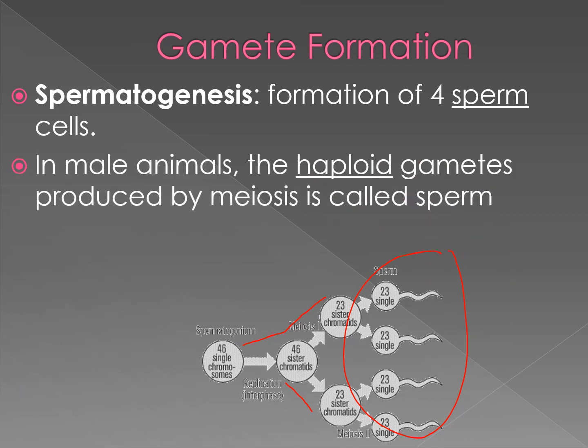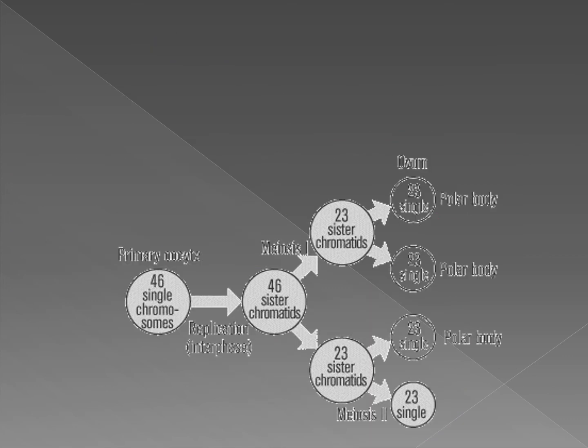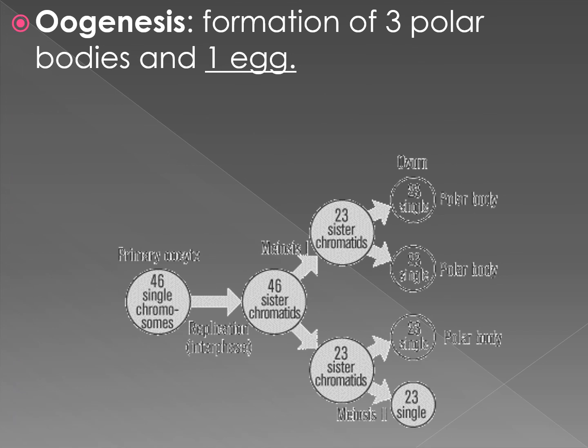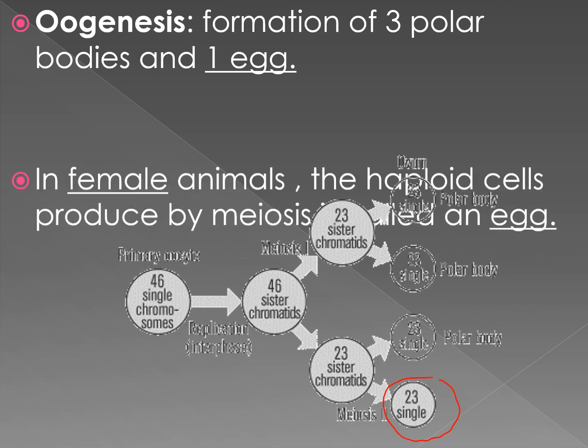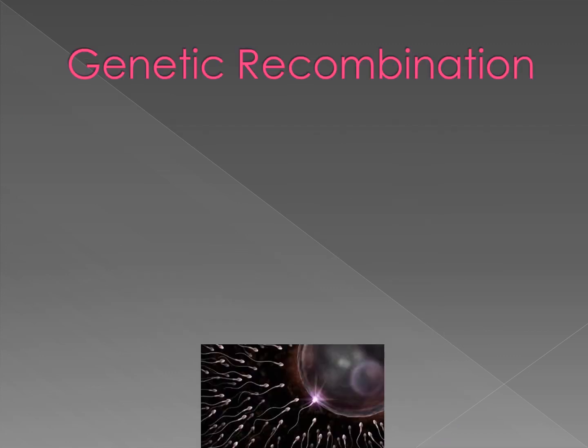So males, again, the meiosis gametes, your haploid cells, are called sperm. In plants, it's called pollen. Pollen is sperm cells. Now a female, we get 1 egg and we have 3 polar bodies. But again, we are born with what we have. And what we call that, again, we call it an egg.